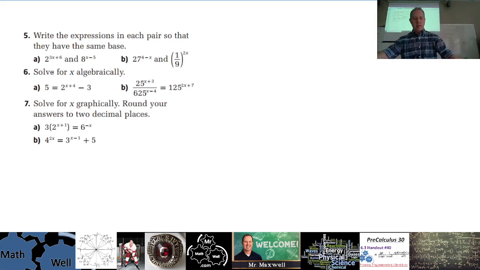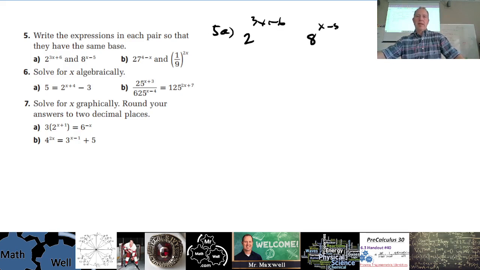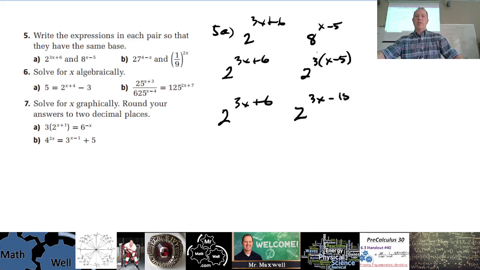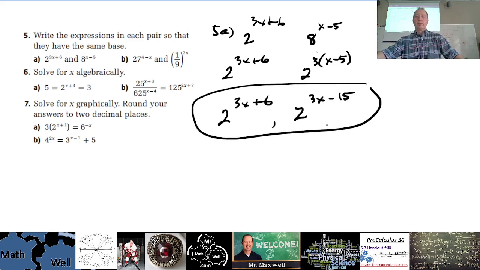All right, so number 5, 6, and 7 from the cumulative review. Write the expressions in each pair so that they have the same bases. Okay, so for 5a over here, 2 to the 3x plus 6 and 8 to the x minus 5. Well, 8 can be written as a base of 2. So this is 2 cubed to the x minus 5, like that. So this is 2 to the 3x plus 6 and 2 to the 3x minus 15. So that's your answer for A there.